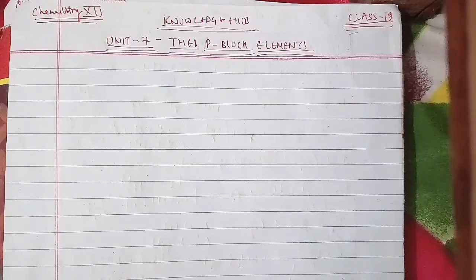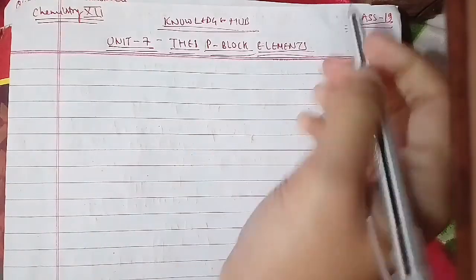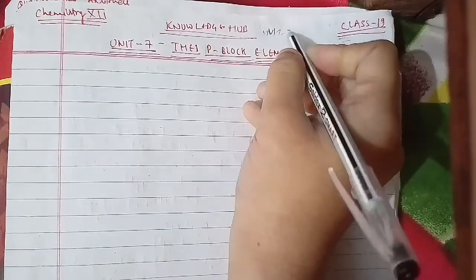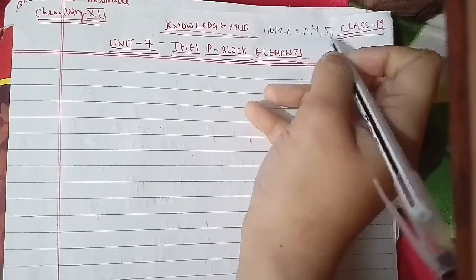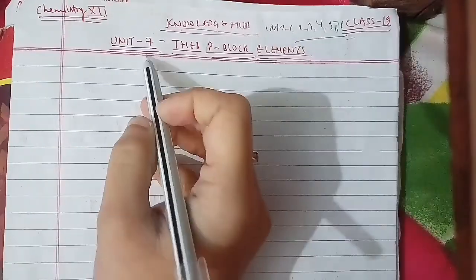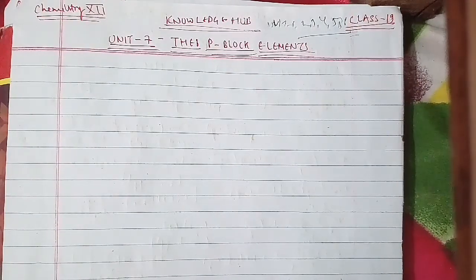In chemistry, we had started with unit 7, that is the P block element, where we had completed unit 1, unit 2, unit 3, unit 4, unit 5 and unit 6, and we had started with unit 7 in the last class. Hopefully it will not exceed an hour, so yes, we'll surely complete that, and otherwise we'll complete it in the next classes as well.